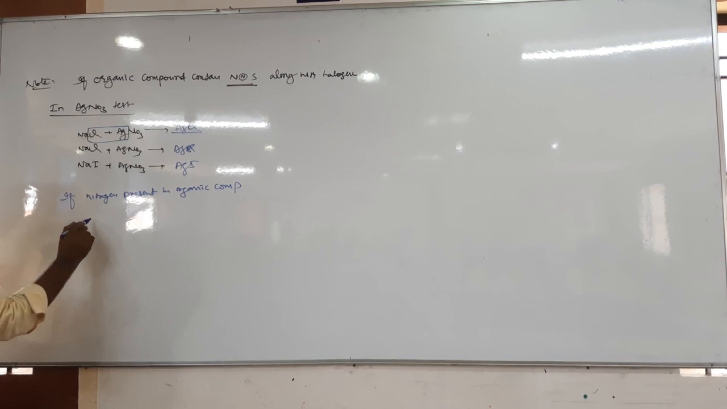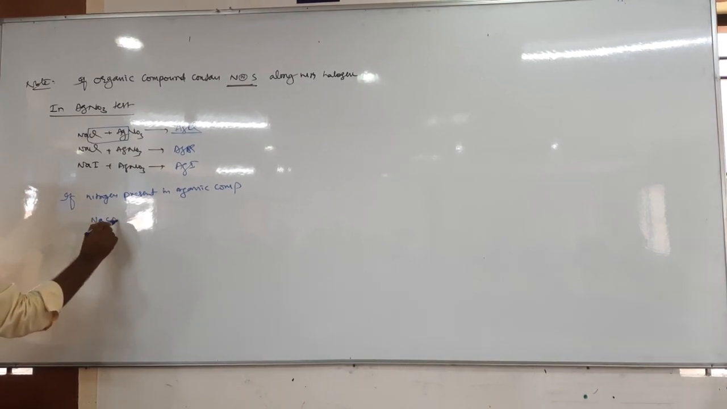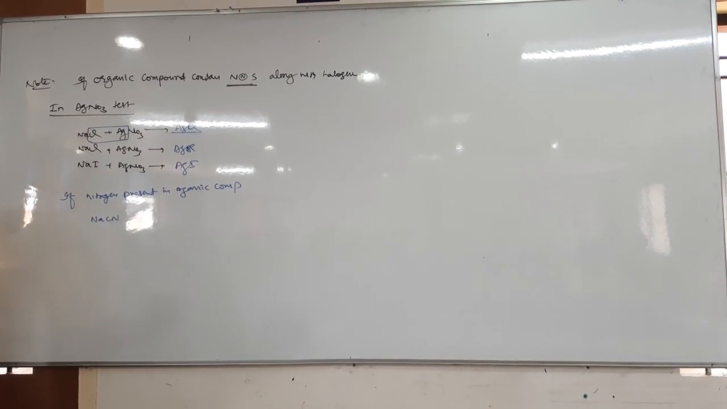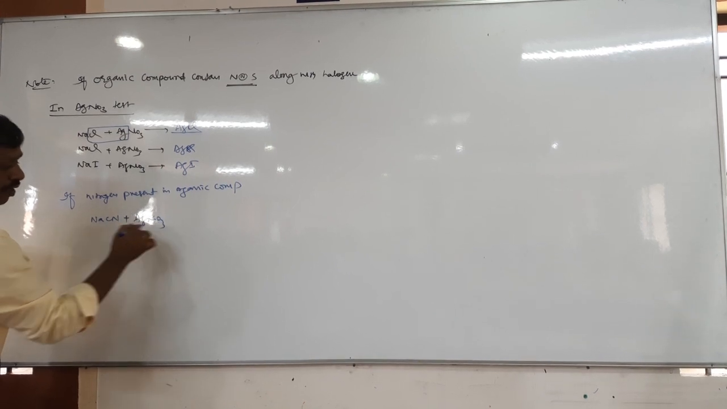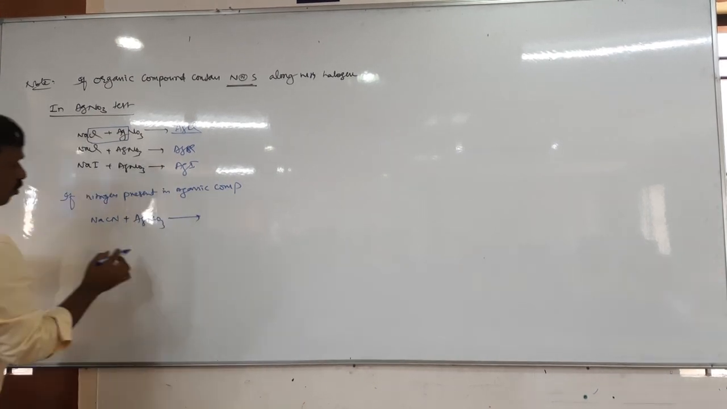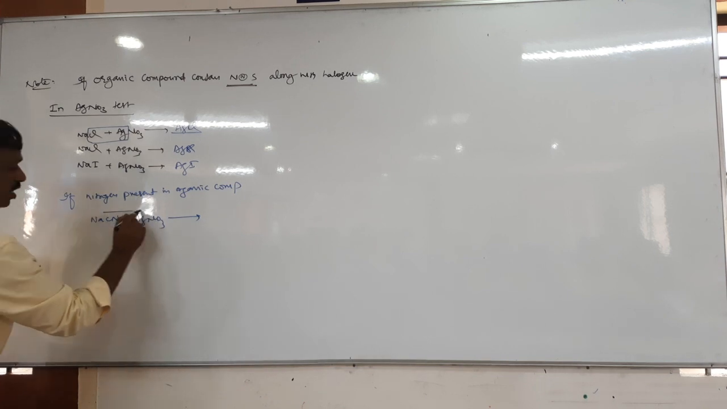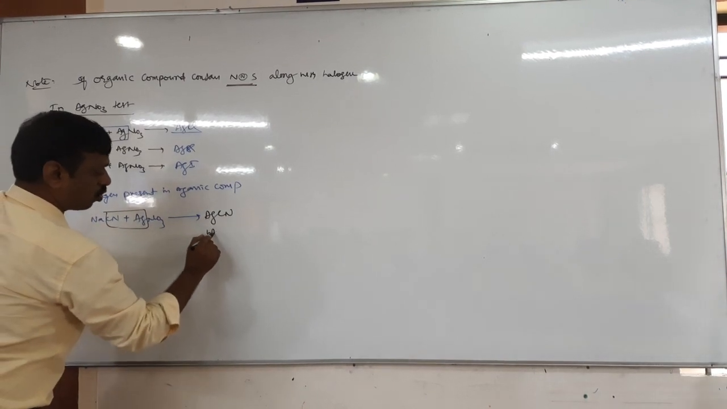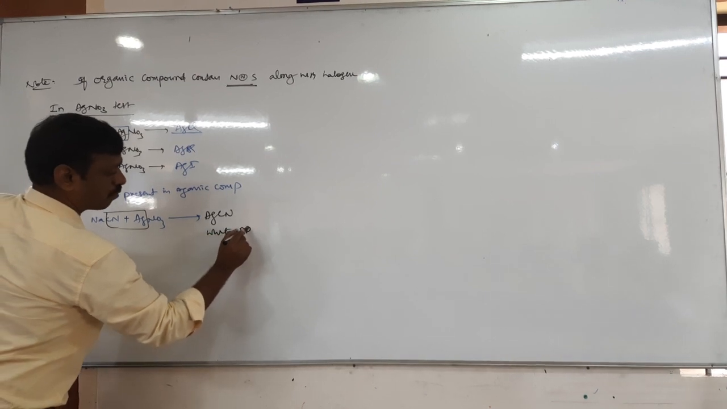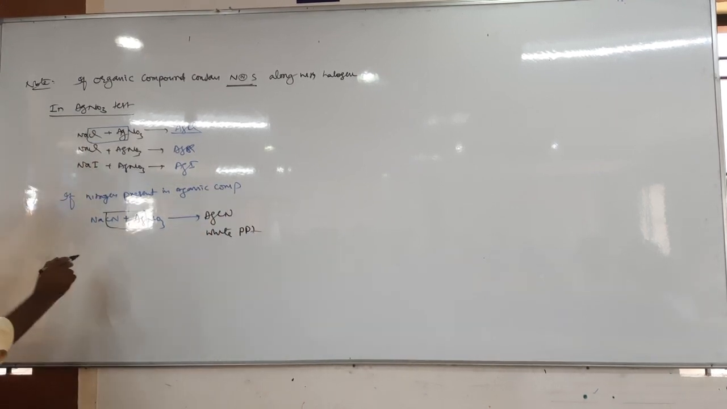In the Lassaigne test, you will get sodium cyanide, no? Sodium cyanide. Then this sodium cyanide also reacts with AgNO3, so the product is AgCN. This AgCN is also a white PPT.